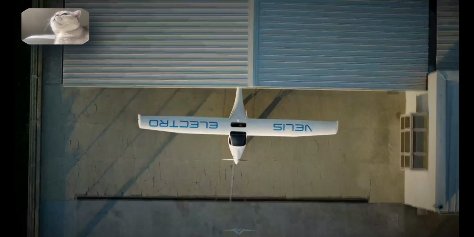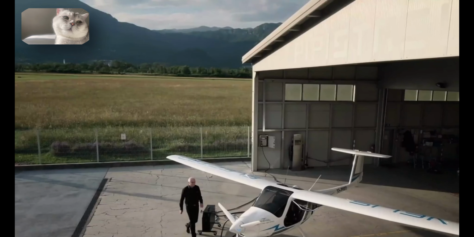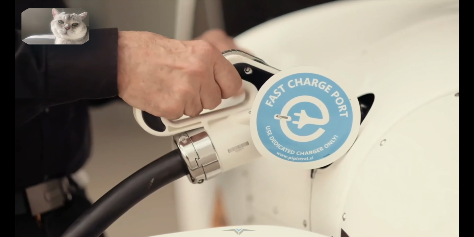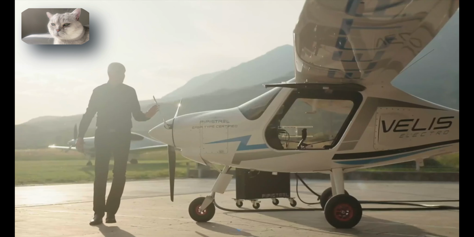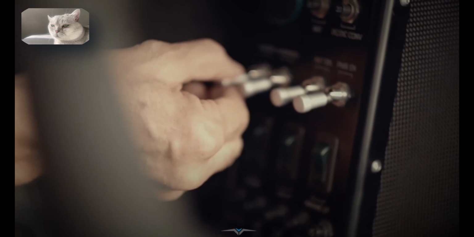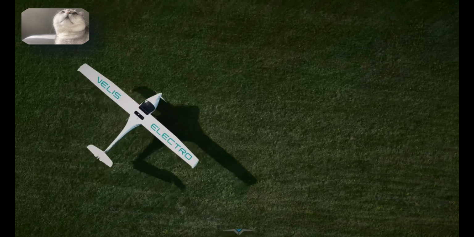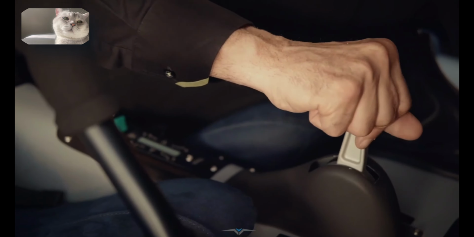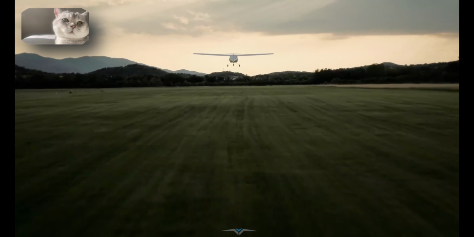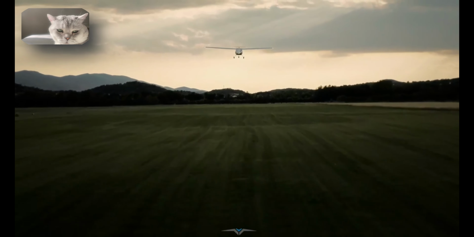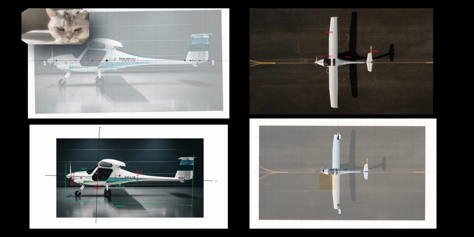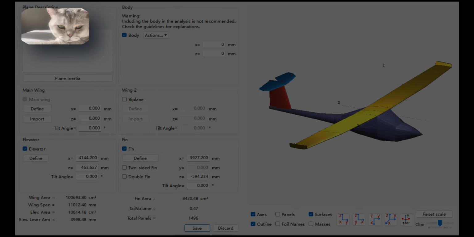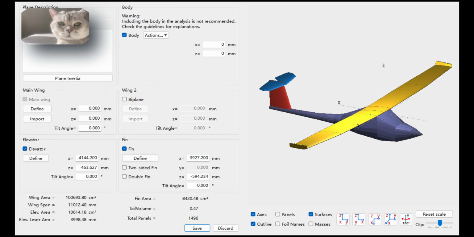In order to perform a basic aerodynamic analysis and optimization using XFLR5, I chose the Velis Electro by Pipistrel, a similar electric aircraft, as a reference for the overall shape. Based on that, I created a simplified symmetric model. At the same time, I incorporated estimated weights for each component to calculate the basic lift and drag coefficients of the model.